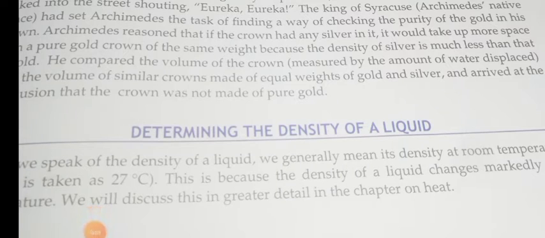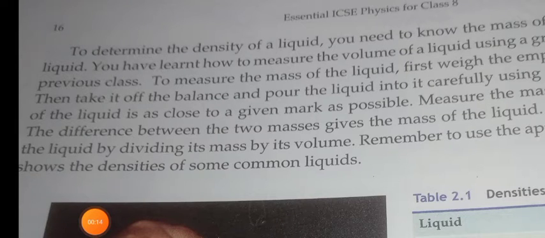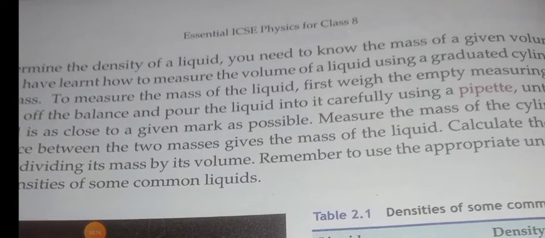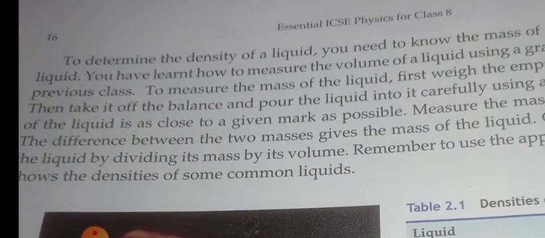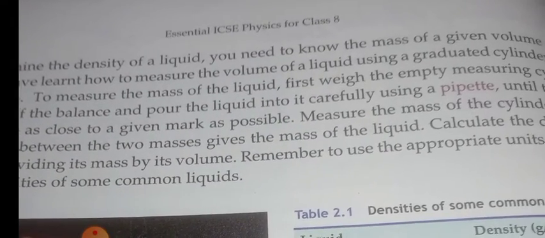So, determining the density of a liquid. In the previous class we discussed how to find out the density of solids, isn't it? Today we are going to determine the density of a liquid. To determine the density of a liquid, you need to know the mass of a given volume of the liquid. You have learned how to measure the volume of a liquid using a graduated cylinder.